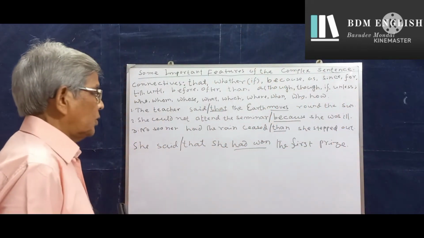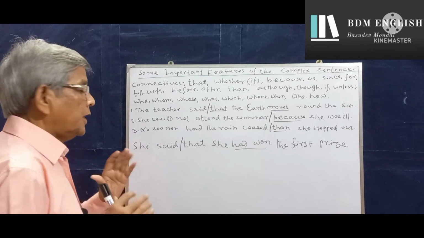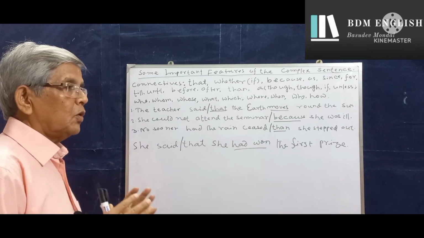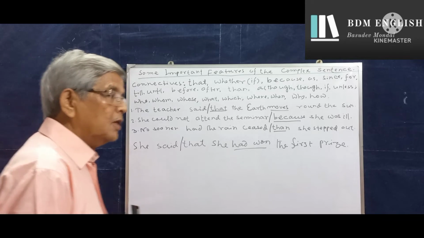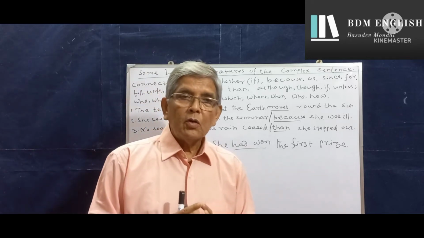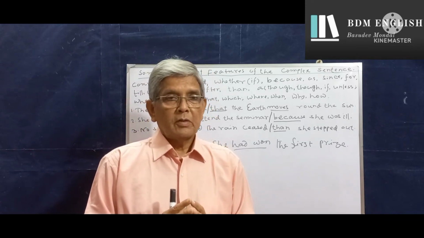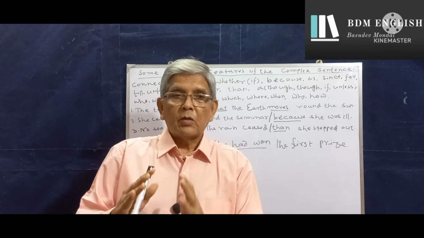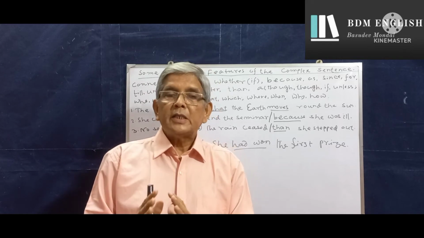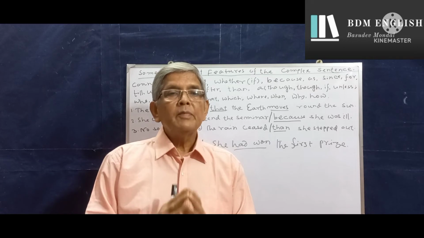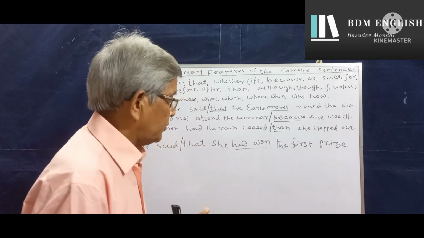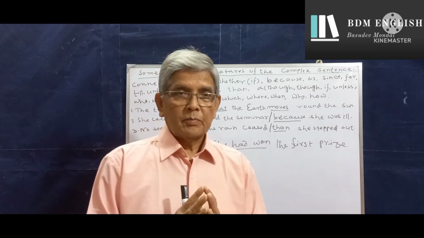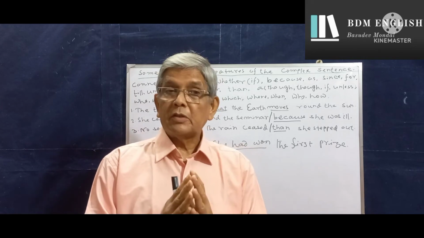The second rule of the sequence of tenses is that if the verb in the principal clause is not in the past tense, that is, if it is in the present or in the future tense, the verb in the subordinate clause may be any tense according to the meaning, according to the context. As I know, now is simple present tense in the principal clause.